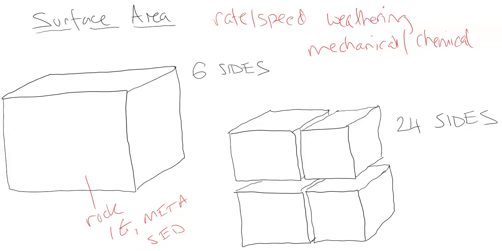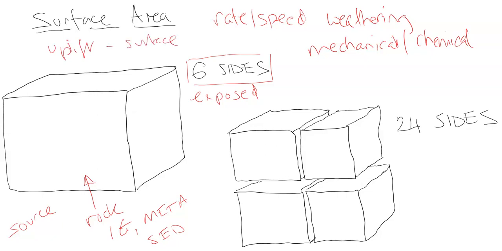So what's going to happen is this cube of rock, this source rock, has a total of 6 sides. Okay, this shape is three-dimensional, 6 sides. So there are 6 sides that are exposed to the elements and therefore to weathering, mechanically and chemically. Again, we assume that there is uplift, and this rock is on the surface.